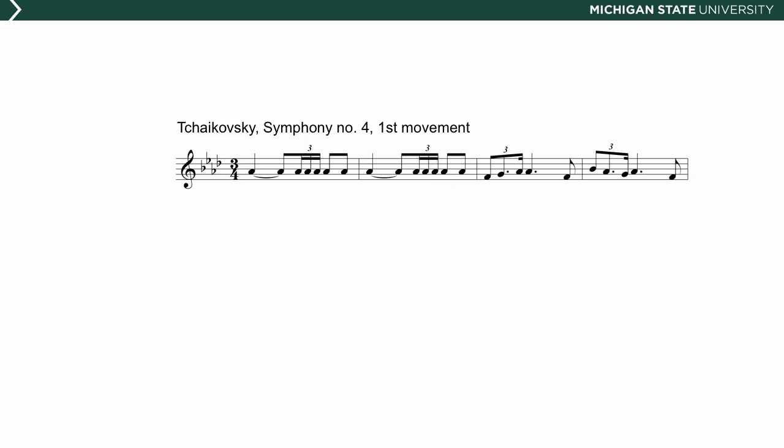Here's what it sounds like full speed, played by my computer so that it's exactly precise.